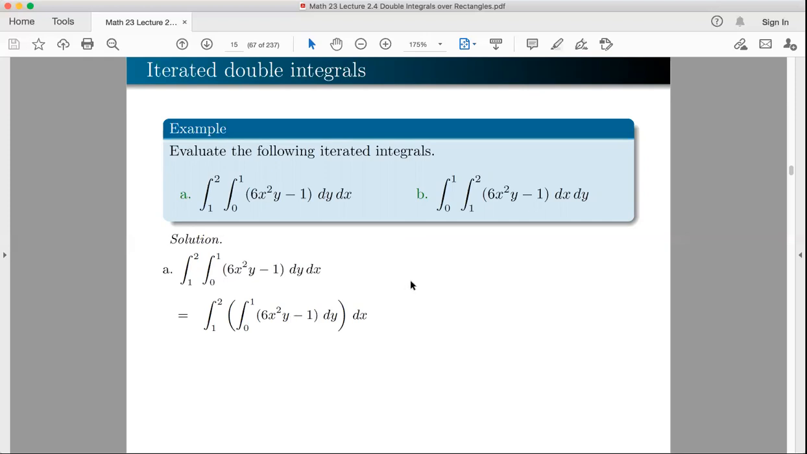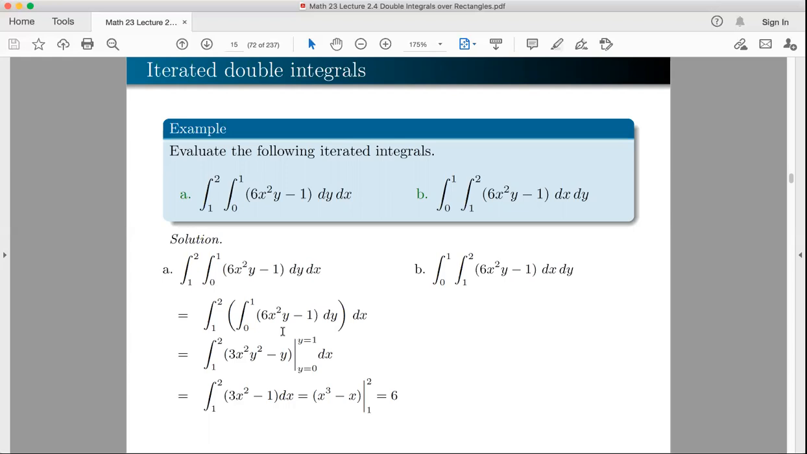So using the power rule, we just have 6x squared y squared over 2, and that makes that 3x squared y squared minus y, evaluated from y equals 0 to y equals 1. Now the evaluation of what's inside is 3x squared minus 1. And then we evaluate with respect to x. So we get x cubed minus x evaluated from 1 to 2, and that gives us 6. Okay, so the value of this iterated integral is 6. How about letter B?